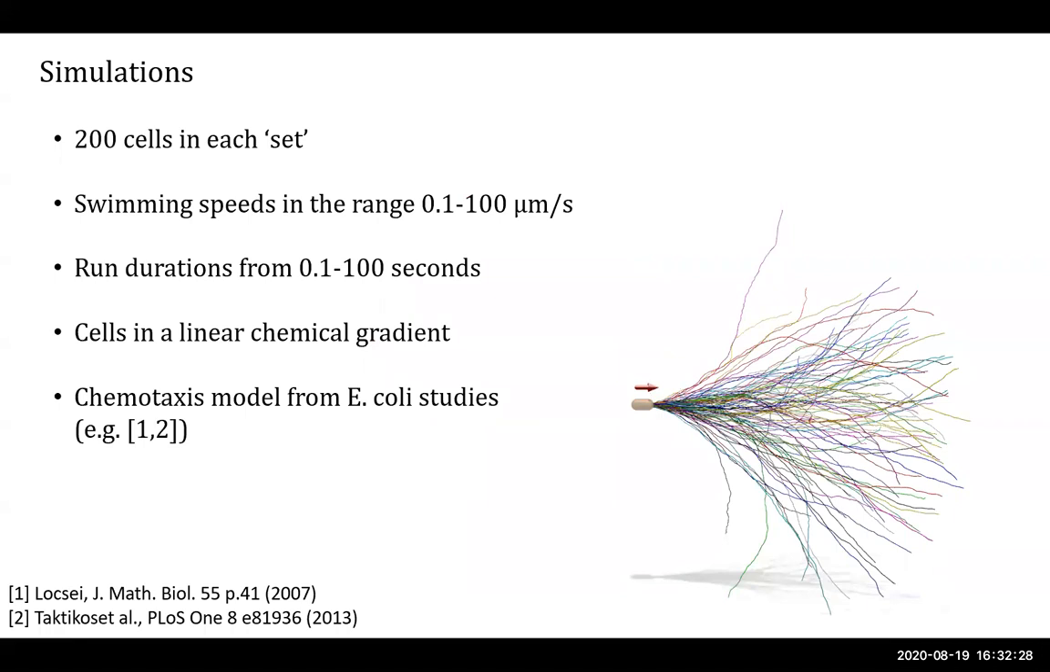So we simulate loads of different cells. We vary the swimming speed of cells. We vary the run duration. We put the cells in a simple linear chemical gradient, so we're not playing with time-dependent gradients or anything like that. We borrowed a chemotaxis model from E. coli studies, and the reason we feel justified in doing that is that we have the genomic data that tells us the cellular components responsible for chemotaxis in archaea are similar to those in bacteria.